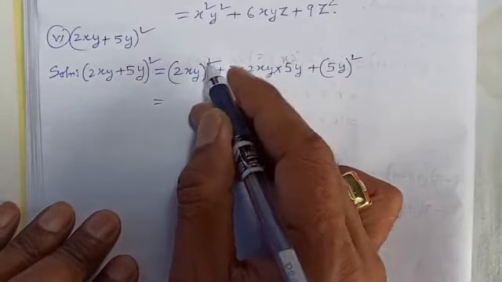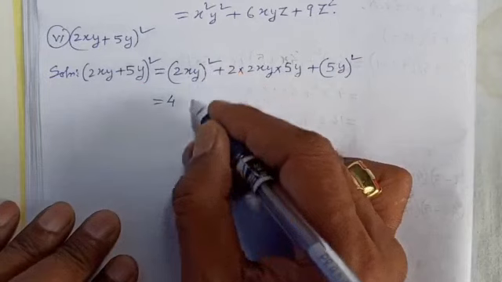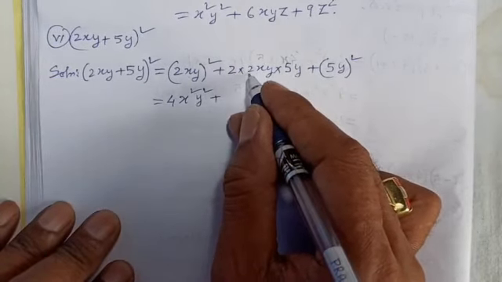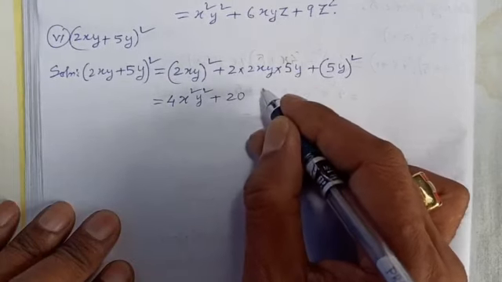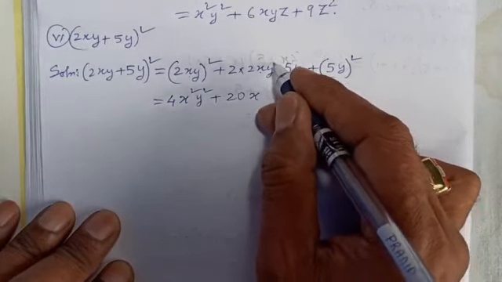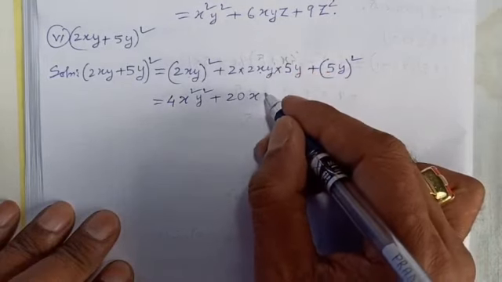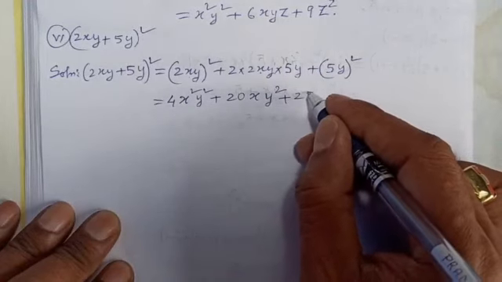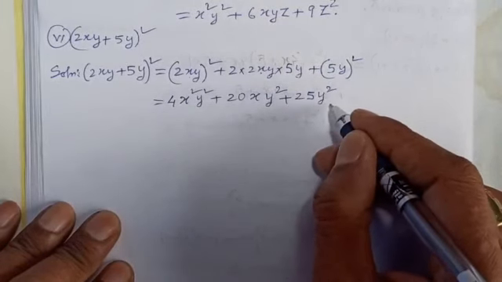Now 2 square is 2 into 2, that is 4, x square y square plus sign 2 into 2 is 4, 4 part time is 20, so 20 x y into y is here power 1, here power 1, 1 plus 1 is 2, so y square plus 5 square is 5 into 5, that is 25, then y square. Here this is the answer.